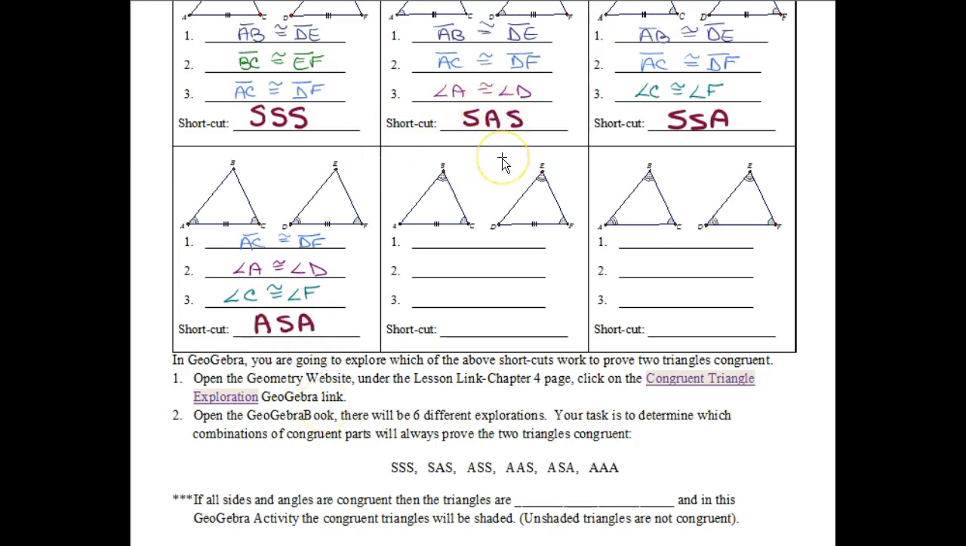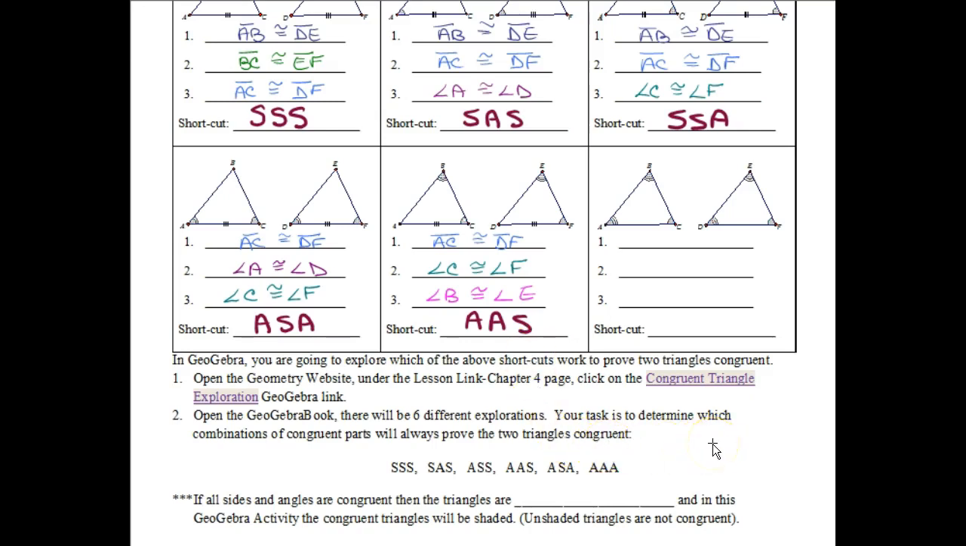Let's write down all of our corresponding parts for the middle picture. So this picture is similar to the one just on the left. We again have 2 angles that are congruent, but this time it's the non-included side, and that makes a difference how we write our shortcut. We're going to say it's angle, angle, side, indicating that the side is not included.